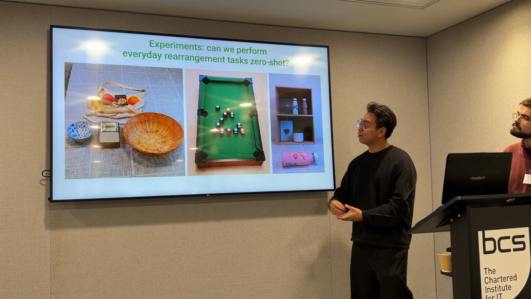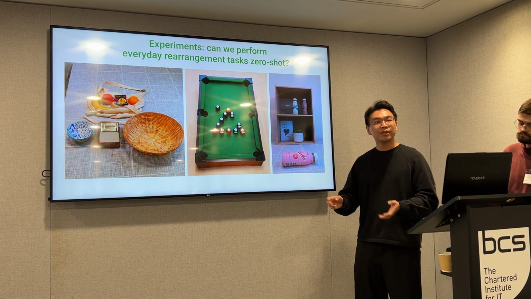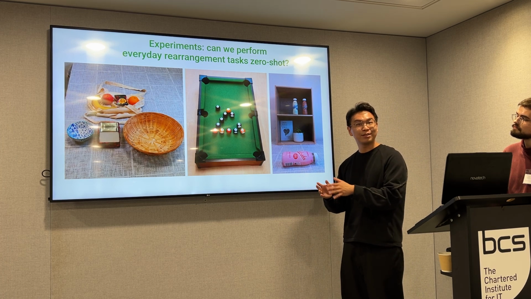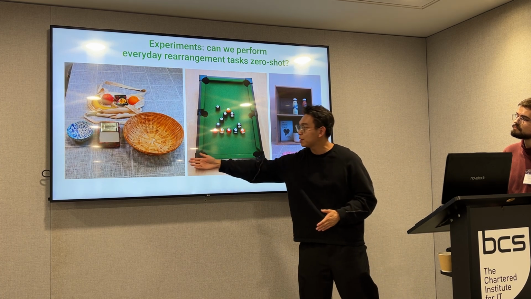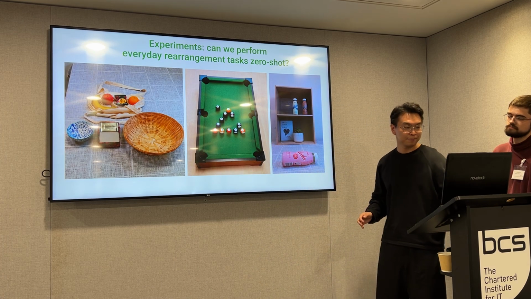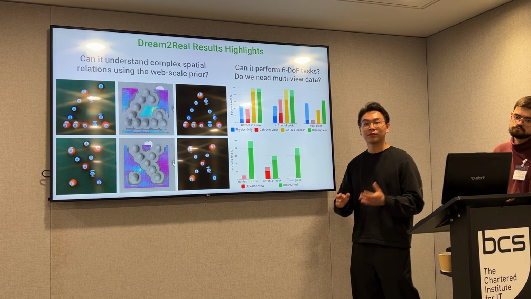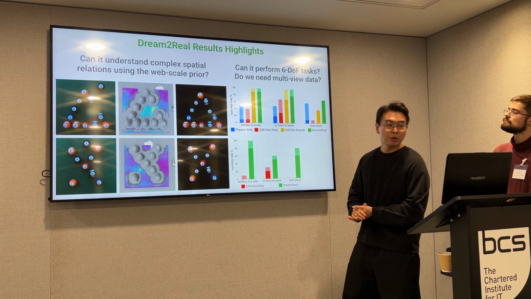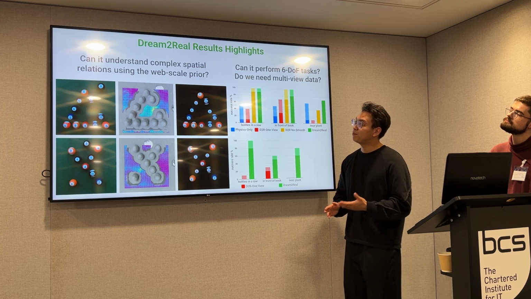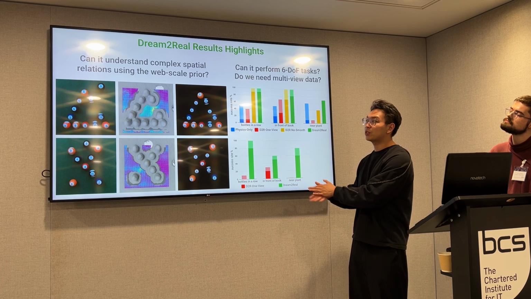All right, so here is our experiment setup. We evaluated on 10 different rearrangement tasks across 3 distinct real-world scenes, including our shopping scene and the pool table scene, and also a 6-DoF shelf scene. Here are some conclusions. First of all, we want to answer if this vision language model can understand complex spatial relations using the web-scale priors.